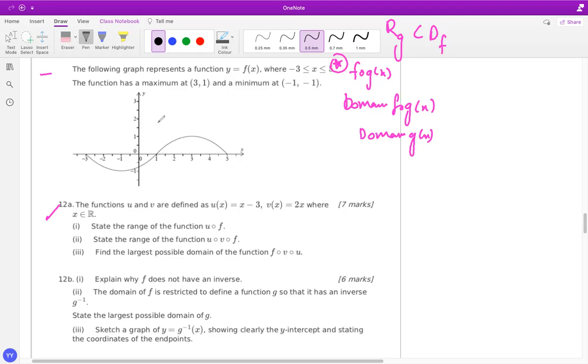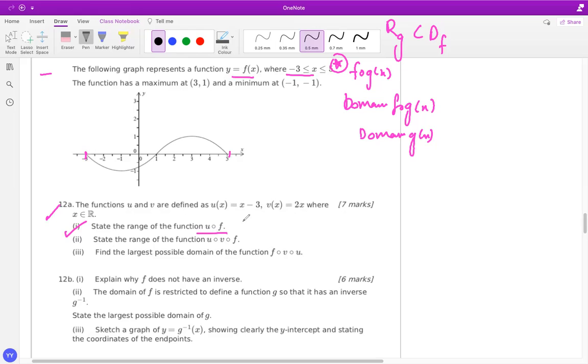Now, here we have been given a function f of x whose domain is from -3 to 5, and the range is from -1 to 1. And there is another function, u of x is x minus 3, and v of x is 2x. We have to state the range of the function u of f.